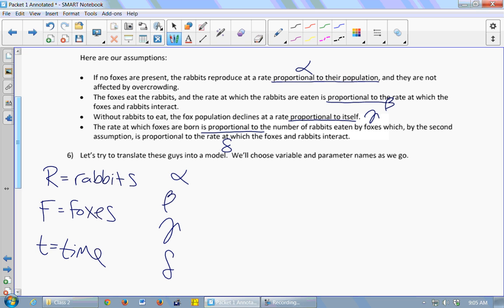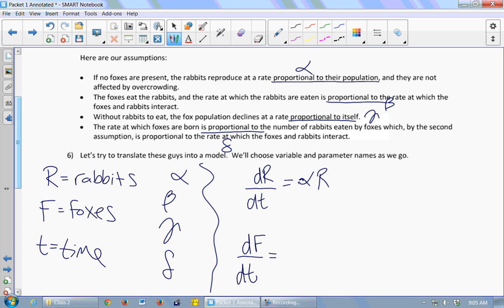All right, so now I'm going to try to put these together into an equation. Two equations: I need an equation that models the rabbit population, and an equation that models the fox population. Okay, so let's look at the first assumption. No foxes are present. The rabbits reproduce at a rate proportional to their population. So this is the Malthusian model. So dR/dt would just be alpha R, the constant of proportionality times the size of the rabbit population.